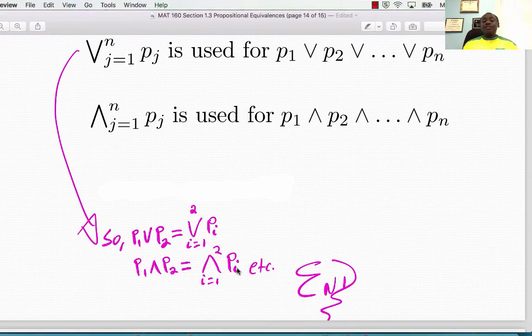But that brings us to the end of section 1.3, Propositional Equivalences.